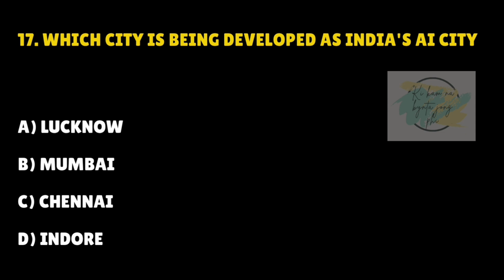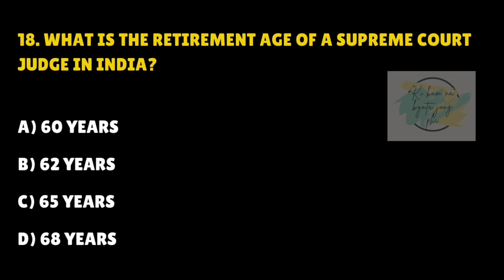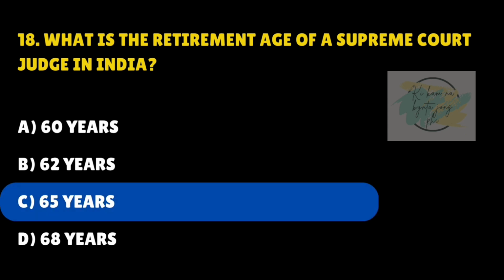Which city is being developed as India's AI city? Answer is A. Lucknow. What is the retirement age of a Supreme Court judge in India? Answer is C. 65 years.